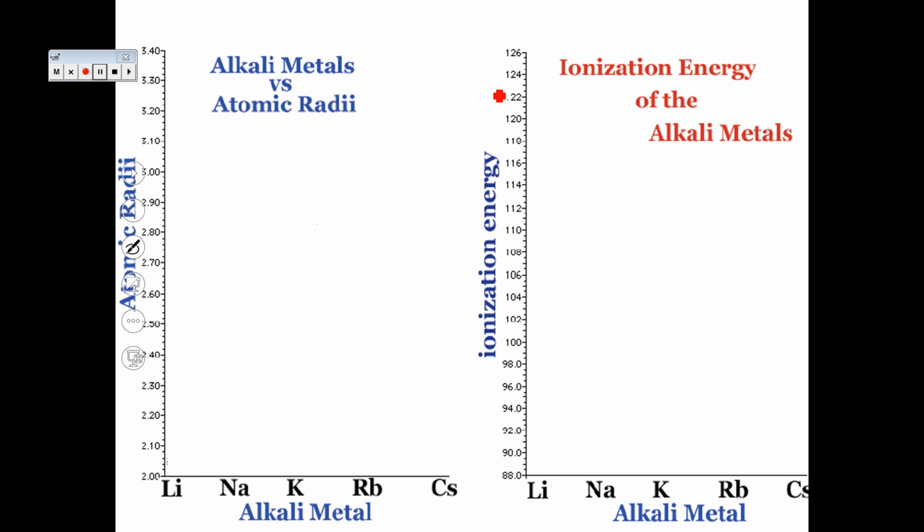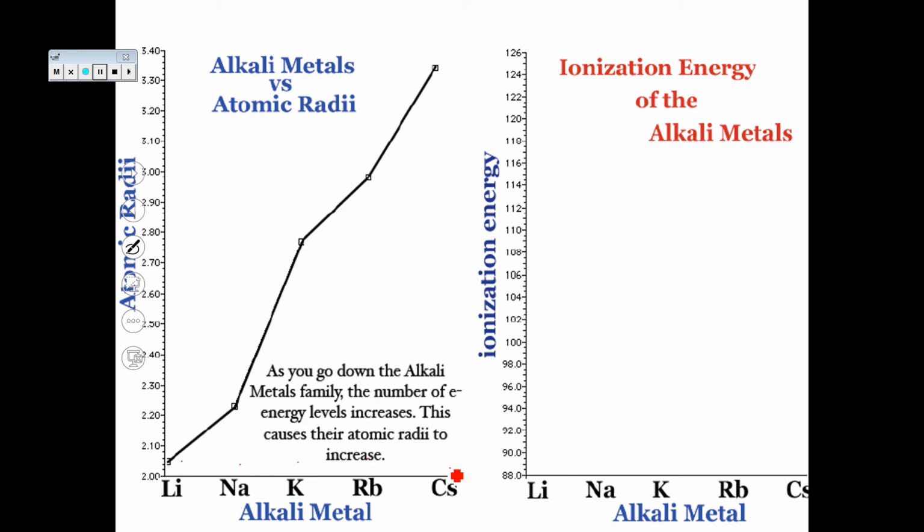Alkali metals versus their atomic radii. So we have alkali metals on the x-axis. We have atomic radii on the y-axis. As you go from lithium, sodium, potassium, rubidium, cesium, so this is down the alkali metals, what happens to the atomic radii? Is it going to increase or decrease? You're adding new energy levels, so it is going to increase. So you should see an increased trend for that type of graph.